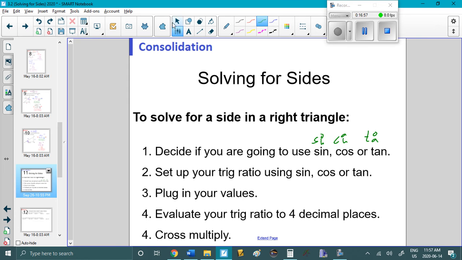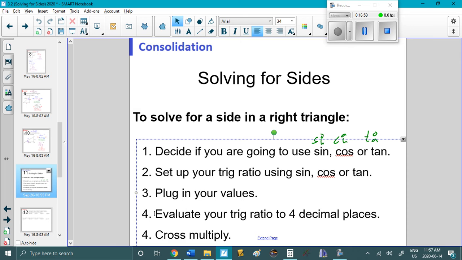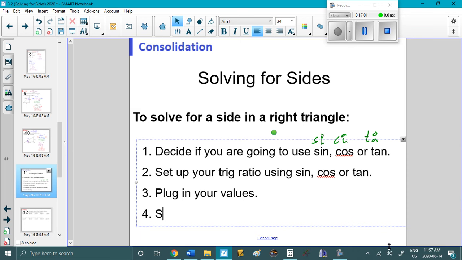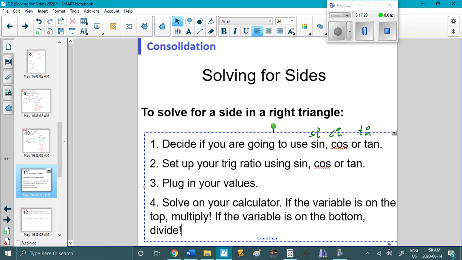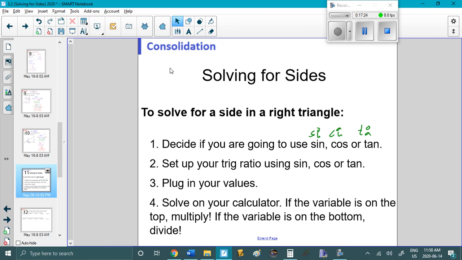Plug in your values and evaluate to 4 decimal places. So I'm going to change that. So we're going to say plug in your values, and then I'm going to say solve on your calculator. That was a remnant of an old lesson where I did this a little differently, but I think this is a little easier now. So I'm going to say if the variable is on the top, multiply. If the variable is on the bottom, divide. And you know what that means if you've watched this lesson, and just make sure you practice it.